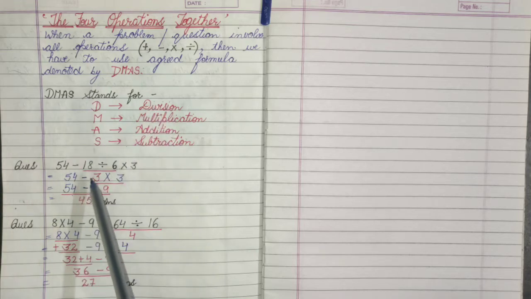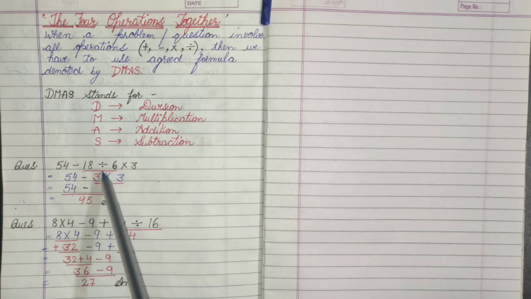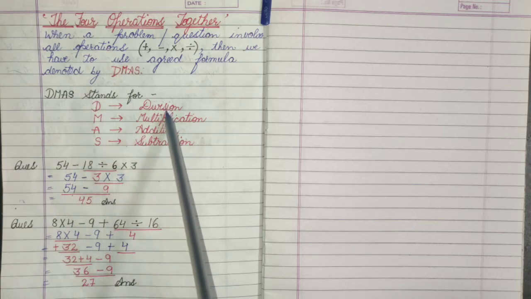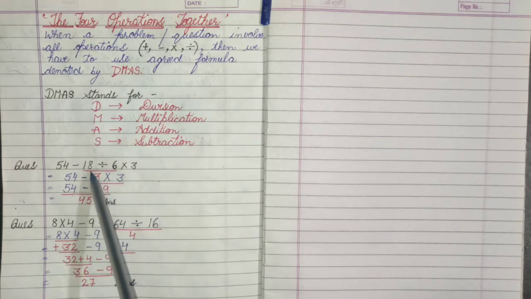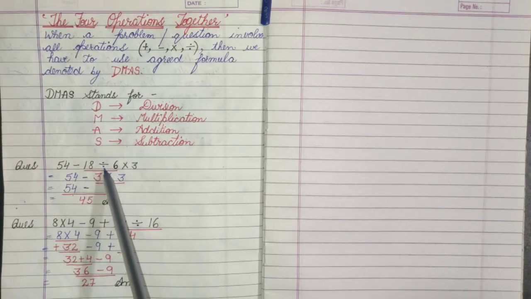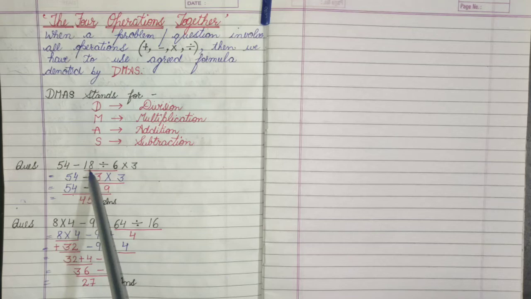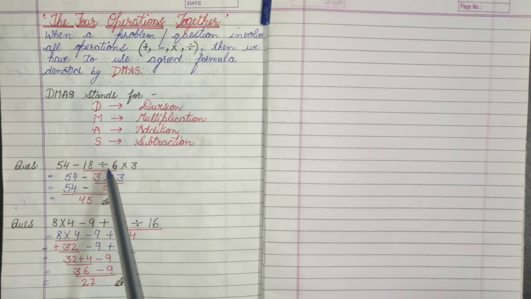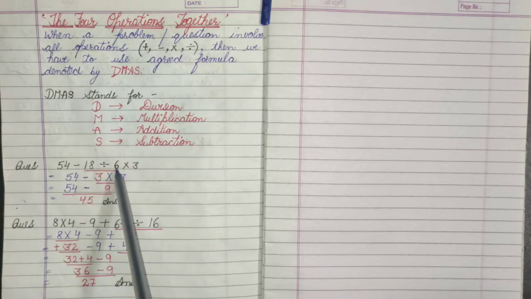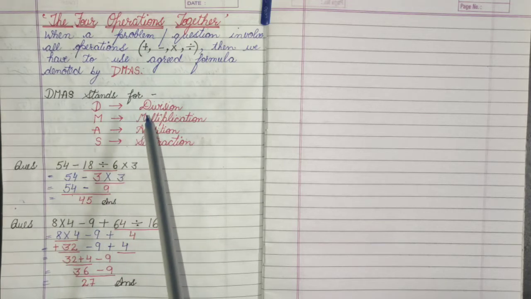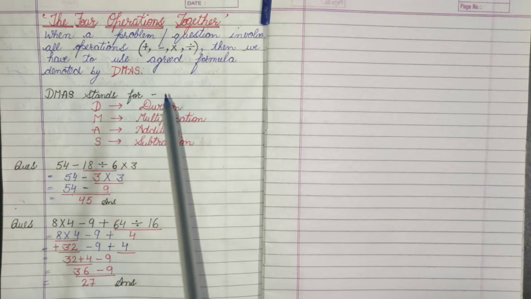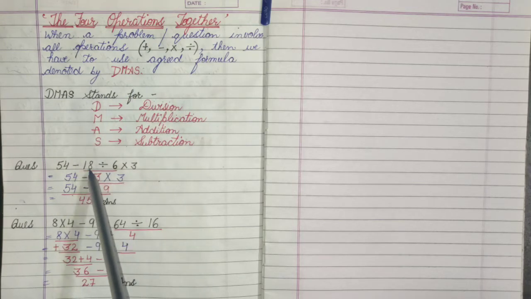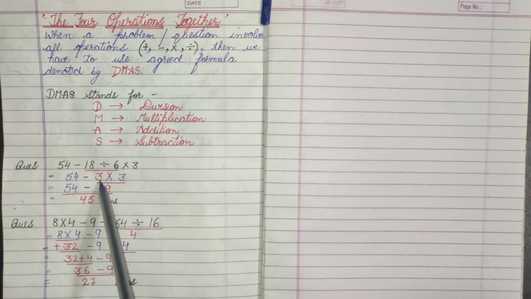See here. The first step is, as everyone knows, according to the DMAS rule, we have to divide first. So the first step is to underline the digits on which we have to do the division. Here I have underlined 18 divided by 6. First step is we will underline and we will write the answer. Yes class, when we divide 18 by 6, what will be the answer? 6 ones are 6, 6 twos are 12 and 6 threes are 18. So when we divide 18 by 6, we get the answer 3.